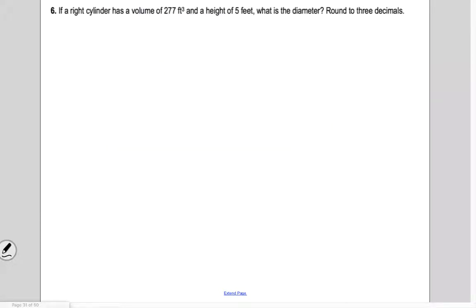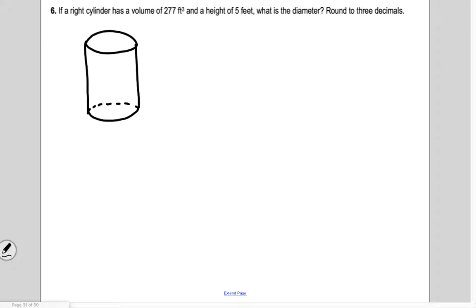Okay, this one. So number 6, if a right cylinder has a volume of 277 cubic feet and a height of 5 feet, what is the diameter? So let's draw a picture. So a right cylinder. Now, when I use the word right, it's not really a big deal. It just means that it's a straight up and down cylinder. Have you seen cylinders like the Leaning Tower of Pisa? That's an oblique cylinder is what we'd call it. It's something that's leaning. So a right just means it's straight up and down. We're not going to deal with the oblique ones. We're just going to do these right ones.